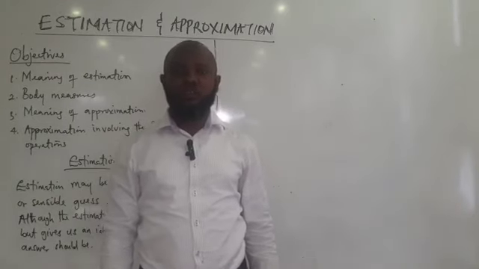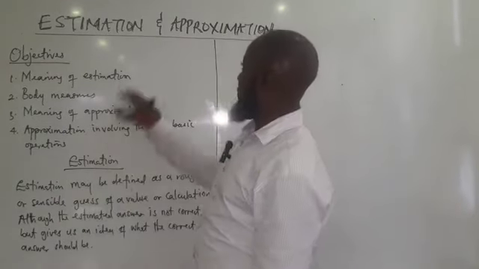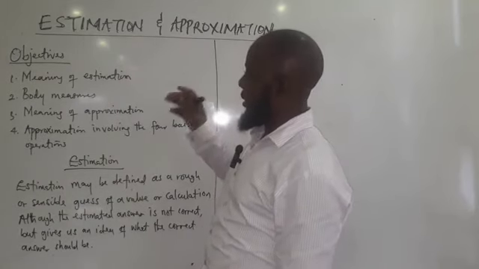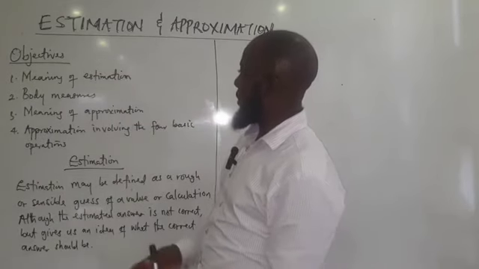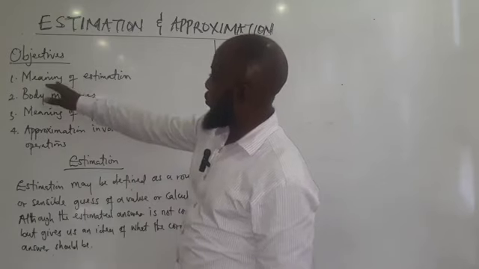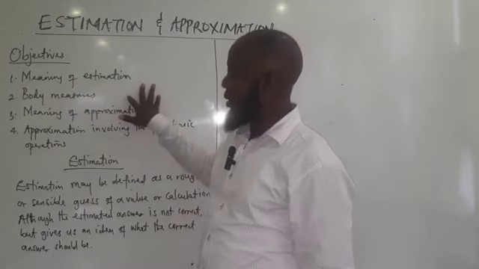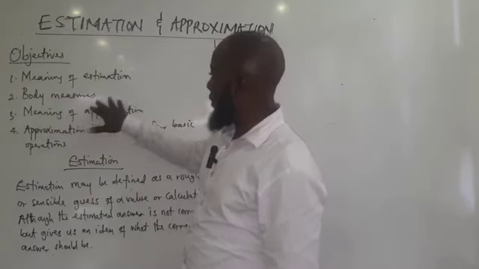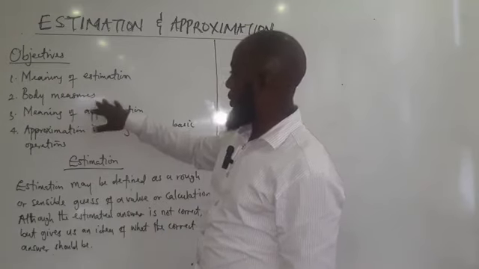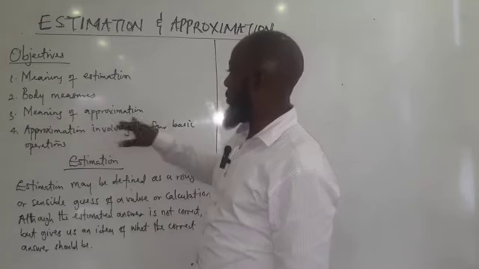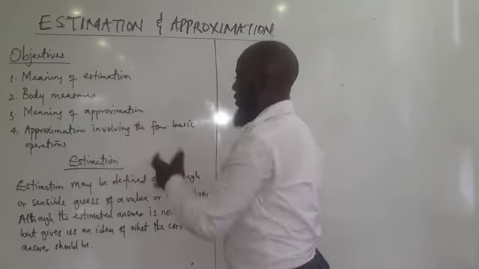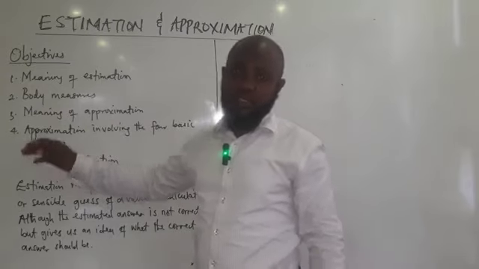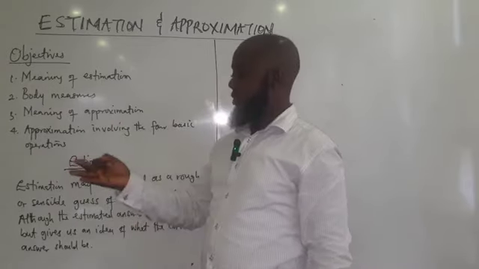So in this class, we want to look at estimation and approximation, and we have the following objectives. The first one is we want to look at the meaning of estimation, we want to look at body measures or body measurements, then we look at the meaning of approximation. The approximation involving the four basic operations, that is addition, subtraction, multiplication, and division.